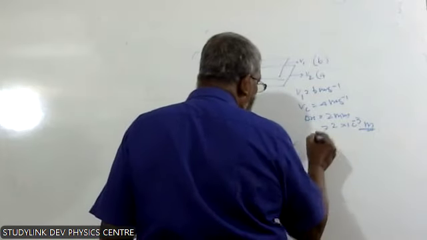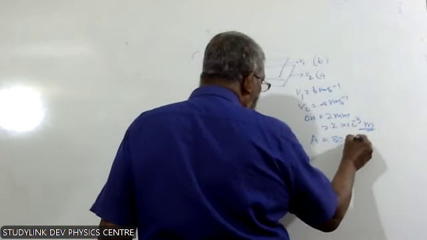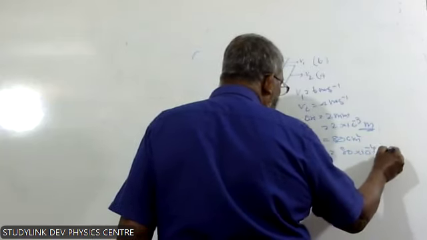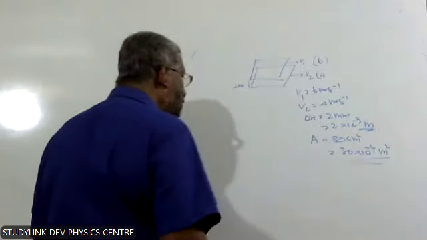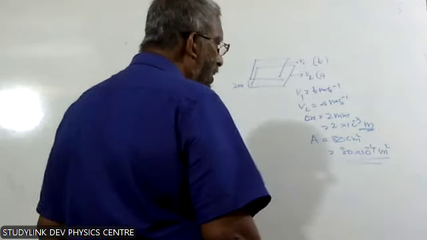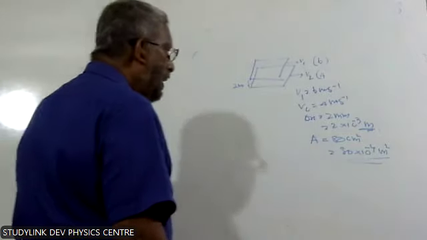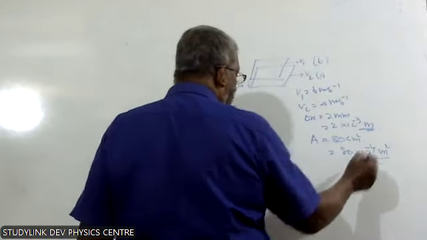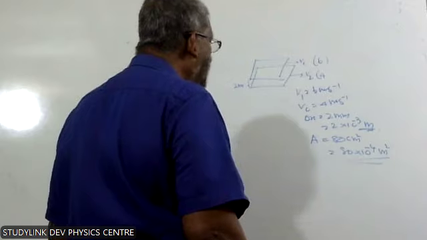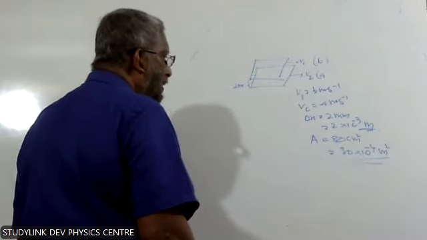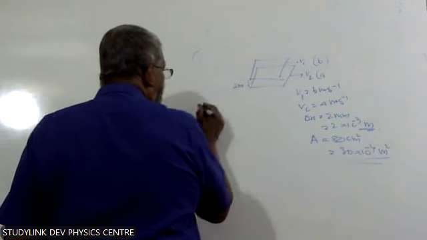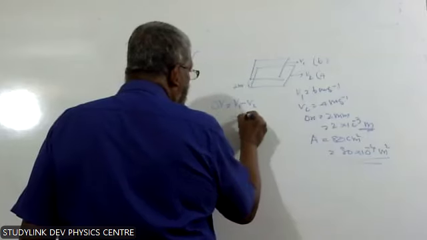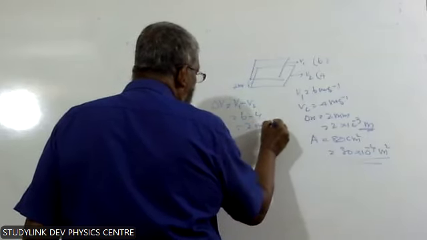Then cross-sectional area A is given as 80 square centimeters. 80 × 10^-4 square meters. You have to convert square centimeters to square meters. So then you get 80 × 10^-4. So after that, delta x, everything is given. So delta v is equal to v1 minus v2. That means 6 minus 4, that is 2 m s^-1.